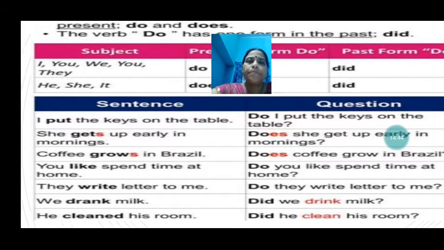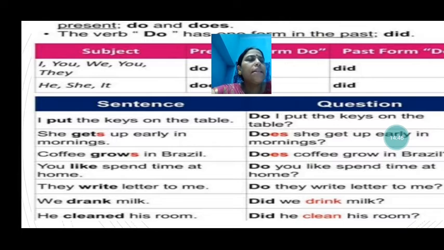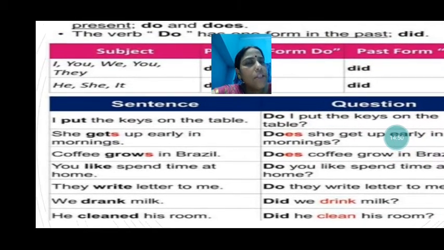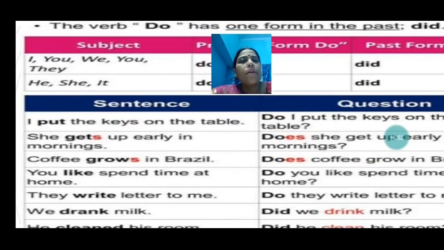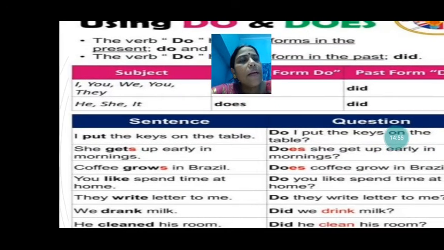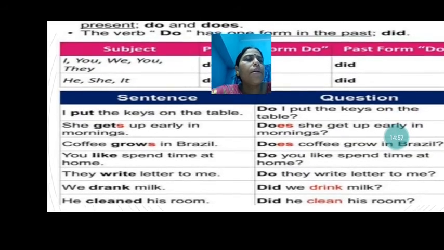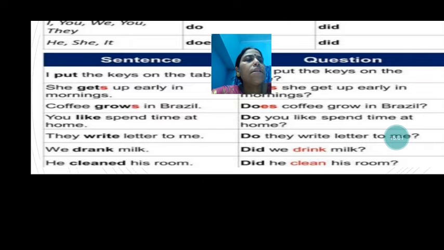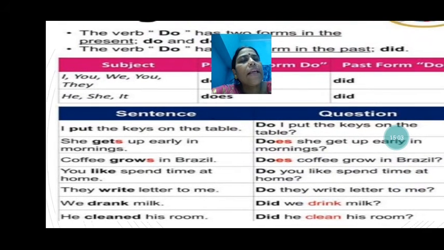Then with you, they write letters to me. Do they write letters to me? We drank milk. Did we? Now see in the past form. We drank, so it will become did we drink? Okay, remember, do and does are for the present tense. But drank is in the past tense. So did we drink? Did we, and after that it will become the V1 form. Did we drink? With we we will use drink.